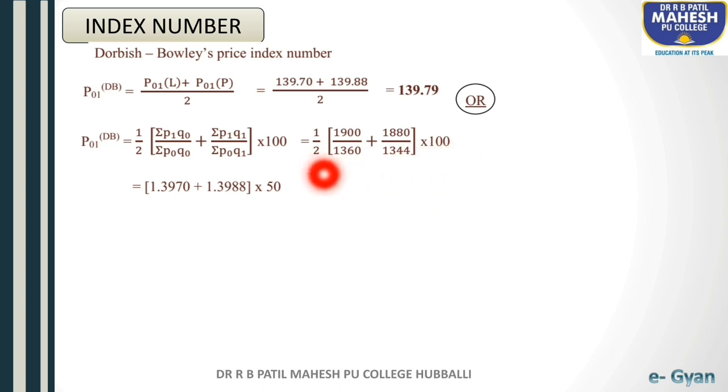After solving this, 1 by 2 and into 100 are there. Just cancel: 2 ones are 2, 50 twos are 100, so this becomes into 50. 1900 divided by 1360 is 1.3970, plus 1880 divided by 1344, which is 1.3988. Add these two and multiply by 50. After that, P0 of Darbish-Bowley's answer is 139.79.